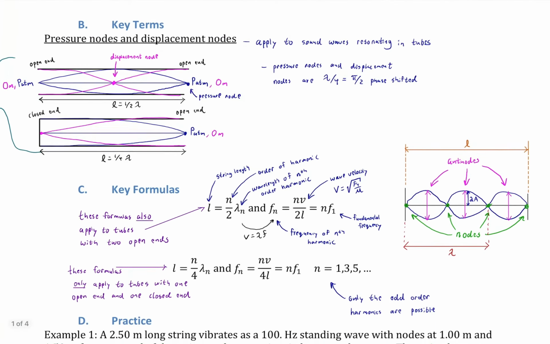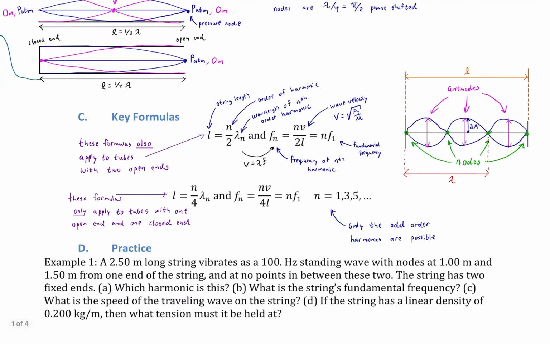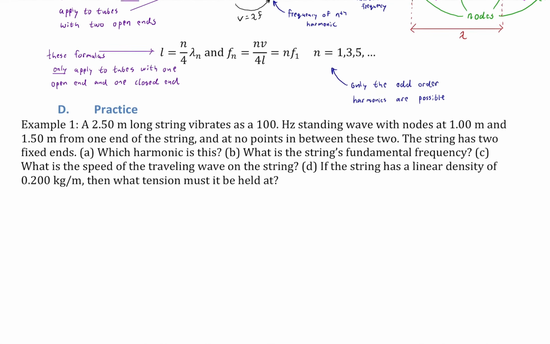I tried to just jump right into the important aspects that we need in order to understand standing waves. So now let's look at the types of problems that we would see involving standing waves in either tubes or on strings. All right, example 1. A 2.5 meter long string vibrates at 100 hertz with a standing wave with nodes at 1 meter and 1.5 meters from one end of the string, and no points in between those two. The string has 2 fixed ends, which all strings do. Which harmonic is this?